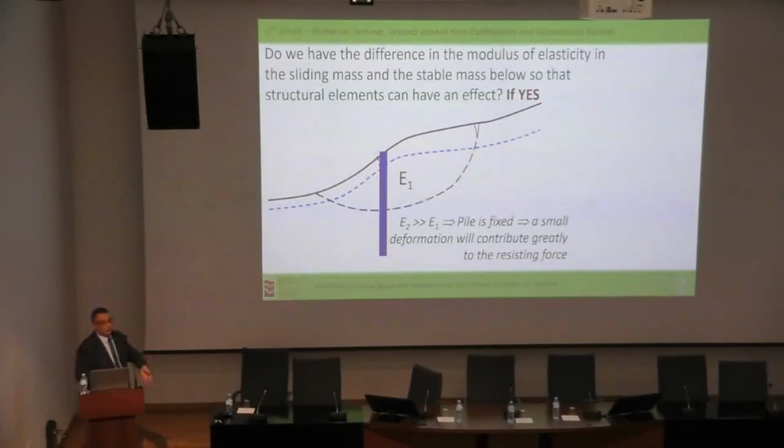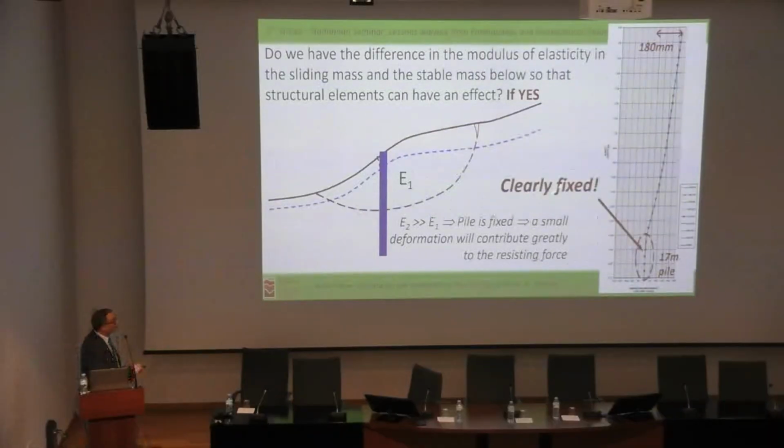Okay, if we have a large difference between the modulus of elasticity of the sliding mass and the stable mass below it, we place our pile, the pile is fixed, and so by bending, it is going to provide some additional resisting force to our sliding block. Fine. And here I have an example of an actual inclinometer placed inside a stabilizing pile of a landslide, which was fixed. We can see here a total fix of this pile with no movement at all, bending, and this pile contributed to the stability of this landslide.